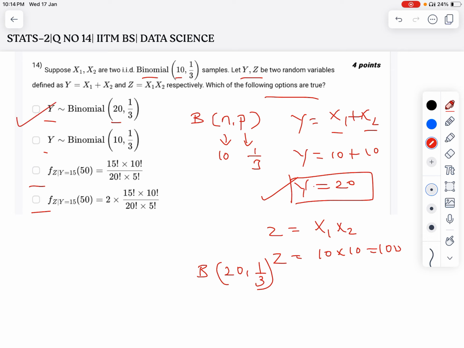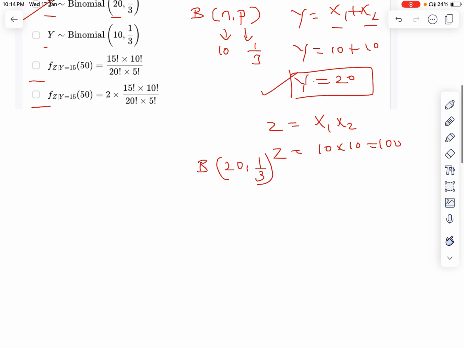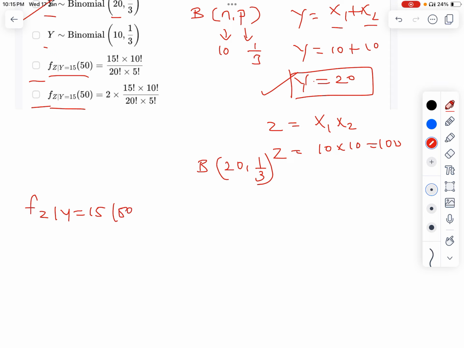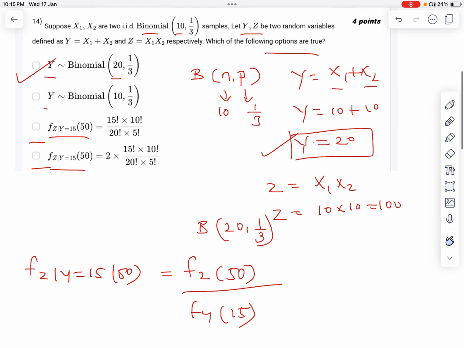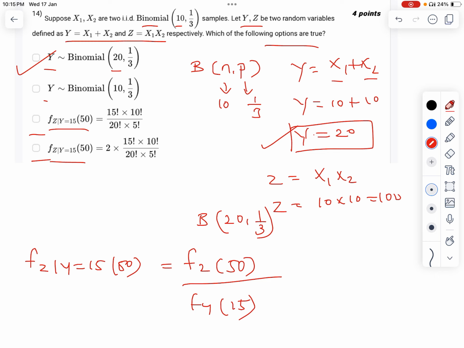Now coming back to options 3 and 4, either option 3 or option 4 should be correct. Therefore comparing and contrasting, because they are given the same content. Okay, so f of Z under the condition Y is equal to 15, bracket 50, that means Z is 50 under the condition of Y which is 15. So that means already if you see the question, they have given these two conditions. So X1 plus X2, and for Z, X1 into X2.